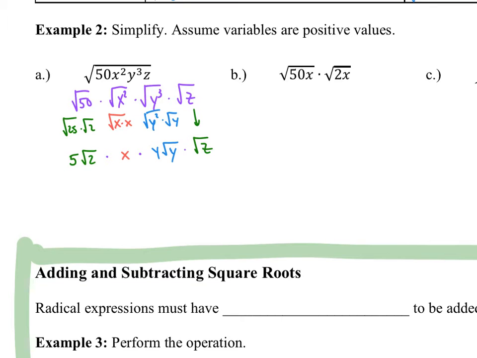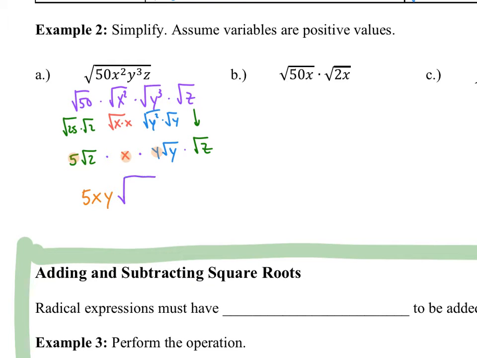What we can do with all this now is we can use the product property in reverse. We can take all the stuff that's on the outsides, and that can all go on the outside together. So 5x and y are all on the outside. And then I have my radical still.